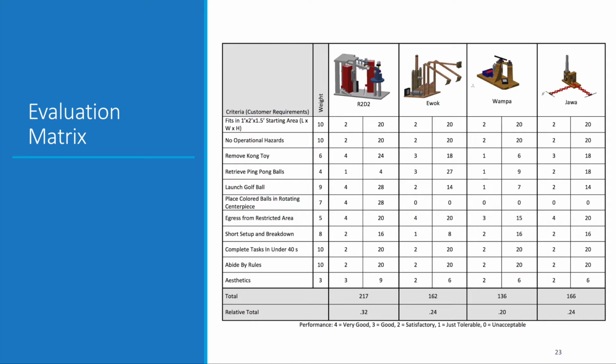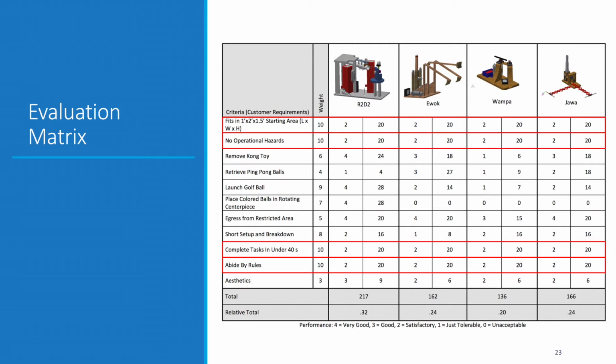Each design's performance in accomplishing the criteria from the House of Quality was weighted against the criteria's importance rating in the concept evaluation matrix. The criteria which received a 10 out of 10 are mandatory, as they are required to qualify for the competition. As such, every design received a 2 or satisfactory rating on these criteria. The R2-D2 received a relative total of 0.32. This was trailed most closely by the Ewok and Jawa, each with 0.24.